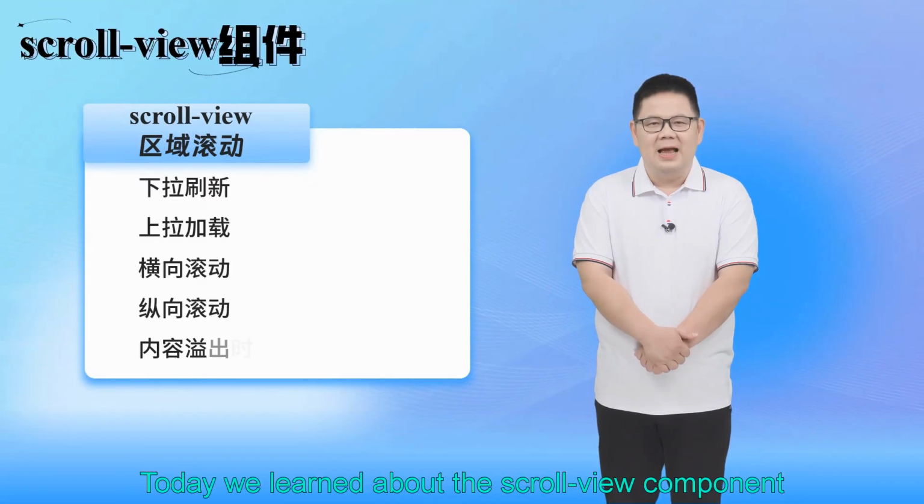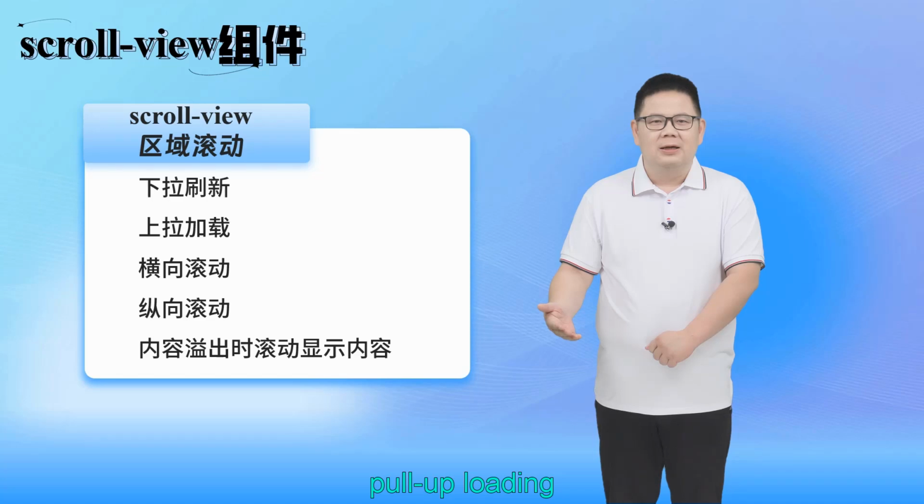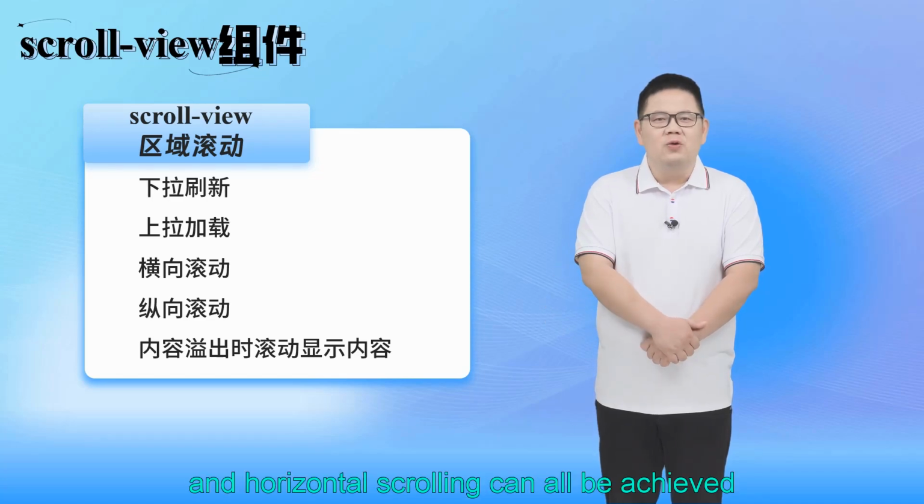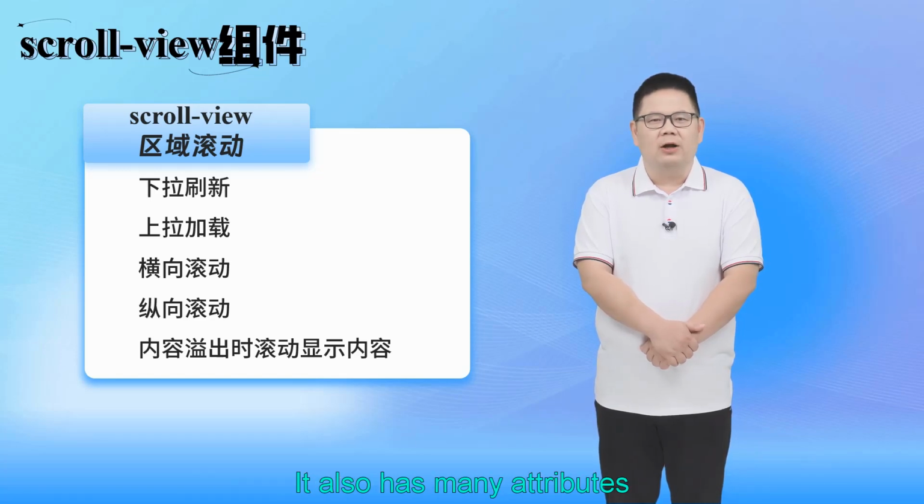Classmates, today we learned about the scroll-view component and implemented region scrolling. Its usage is very extensive. Pull down refresh, pull up loading, vertical scrolling, and horizontal scrolling can all be achieved. It also has many attributes. I hope everyone studies it carefully.